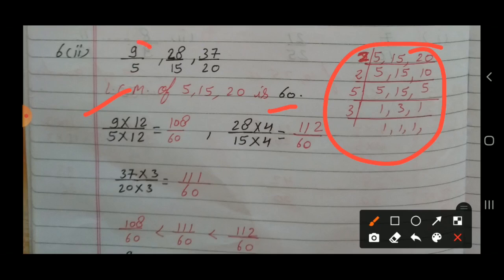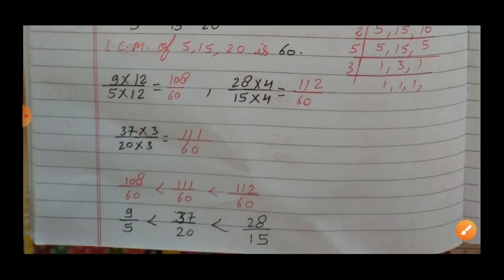First you will take the first fraction 9 upon 5. You will multiply by 12, numerator and denominator both. Then you are getting 108 upon 60. With the second fraction you will take 4 in multiplication, and get 112 upon 60. For the third fraction 37 upon 20, you will take 3, and get 111 upon 60.